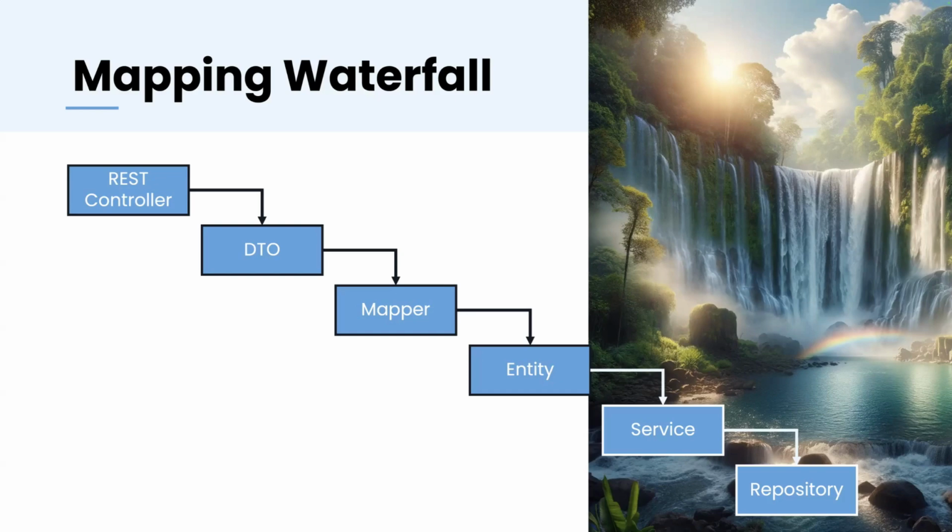You access the REST controller again, and you get, for example, a GET request. Then you call the service that returns an entity. The entity is then mapped with the same mappers to a DTO, and the DTO is returned to the client.